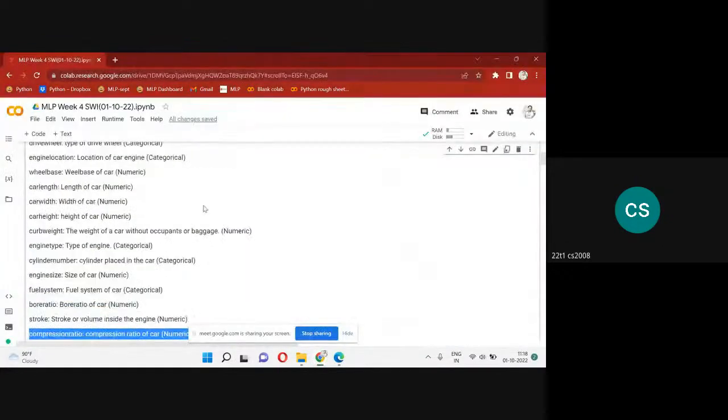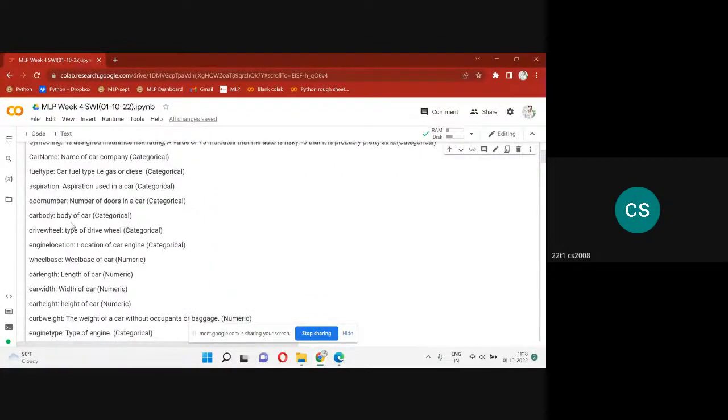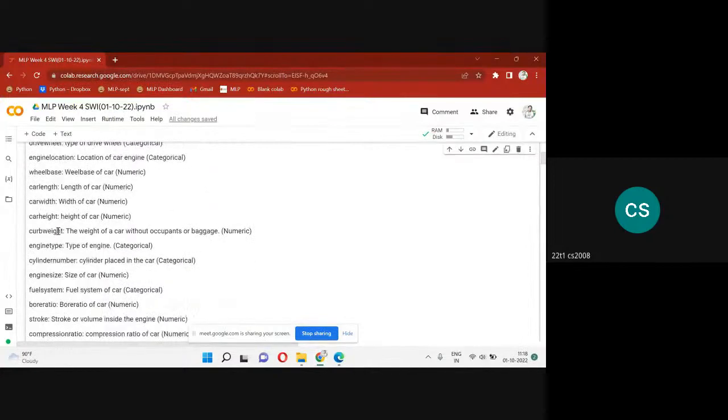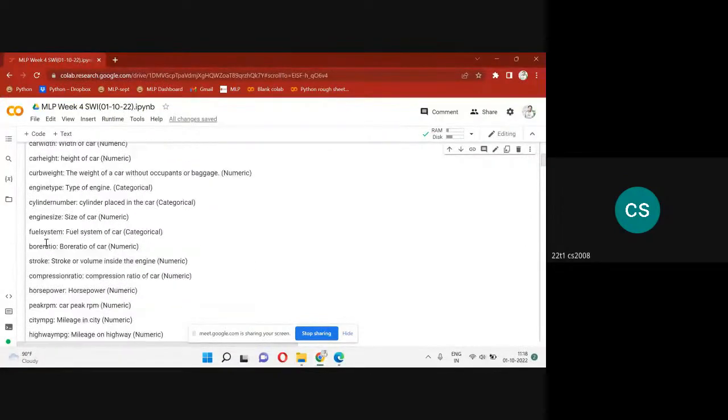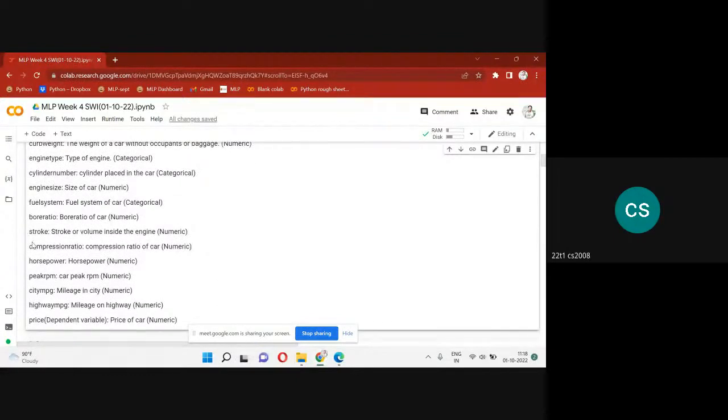I mean, there's no length of car, width of car, height of car. So yeah, there are a few columns which a normal person can't use, like engine location, then aspiration, and you can say this one also. I mean, wheelbase people can understand. Curb weight. These are the technical terms. And compression ratio or other things people can understand.